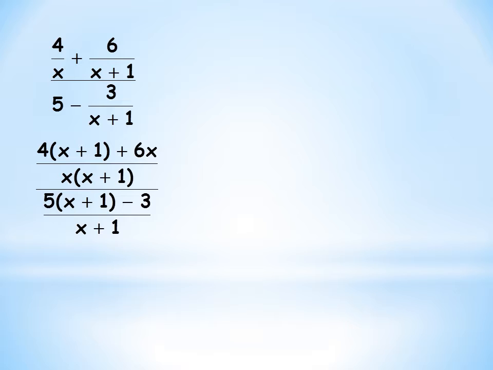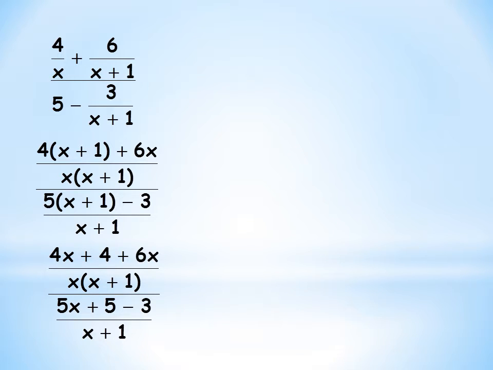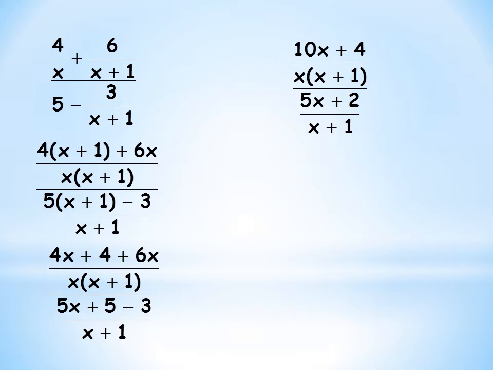All right, go ahead and put it on pause and see if you can do this one. All right, my numerator has a common denominator of x times x plus 1. My denominator has a common denominator of x plus 1. Now in both of these fractions, I need to distribute and combine like terms. Here I've distributed. Now let's combine like terms.